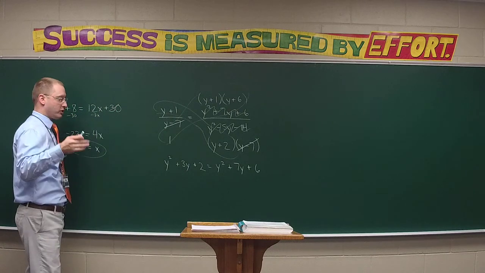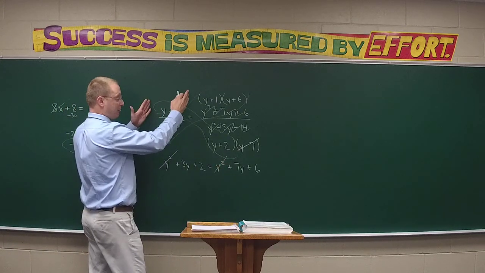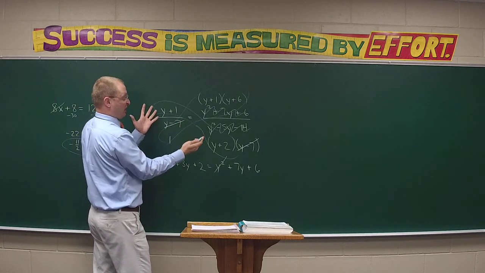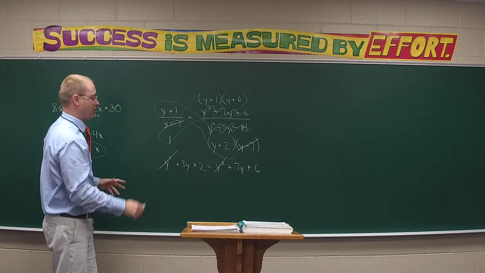At this point, Audrey, we can cancel away the... y squared. And again, if you cancel the y plus 1s, you would have lost those, and now you're left with y plus 2 equals y plus 6. The y's cancel, you get 6 plus 2. That's a contradiction. That just doesn't work.